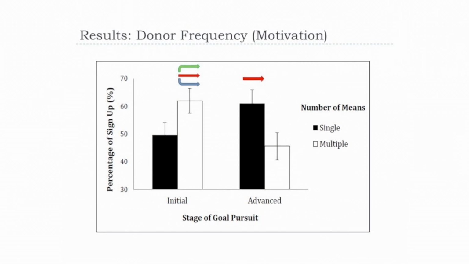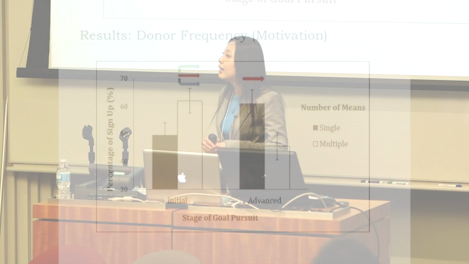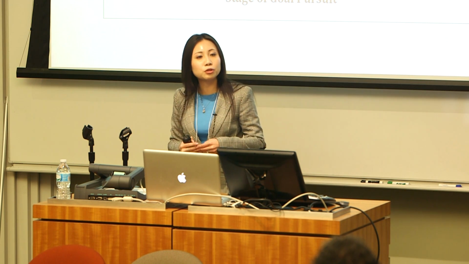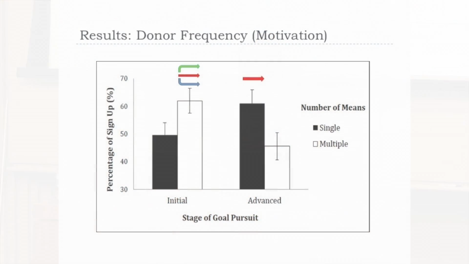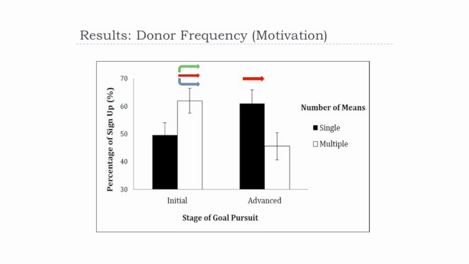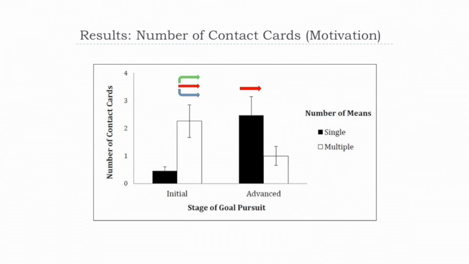If you tell people we are just starting a campaign and we are very far away, multiple ways works better. The fact that they know there are multiple time slots to do that somehow tells them that the goal will highly succeed, and they will be willing to contribute that way. But if we are already in the advanced stage, single way works better. That allows them or reminds them to grab the opportunity to help us finally close the gap. And that sense of urgency motivates them. We see the same pattern when we look at the contact cards that people are willing to give out to help us promote the campaign.